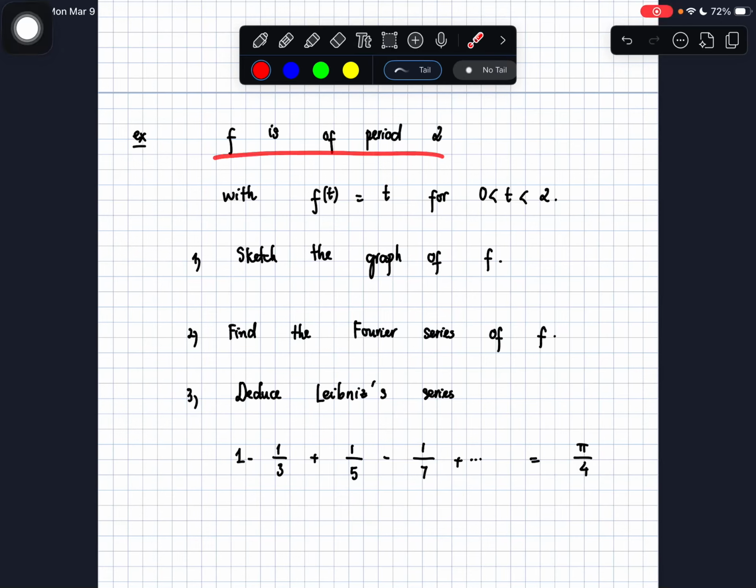f is a function of period 2 with f(t) = t for t between 0 and 2. Sketch the graph of f, find the Fourier series of f, and deduce the Leibniz series.